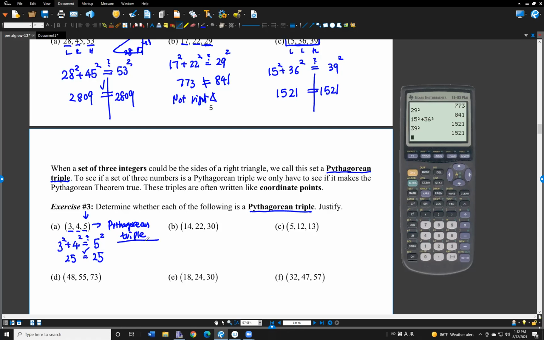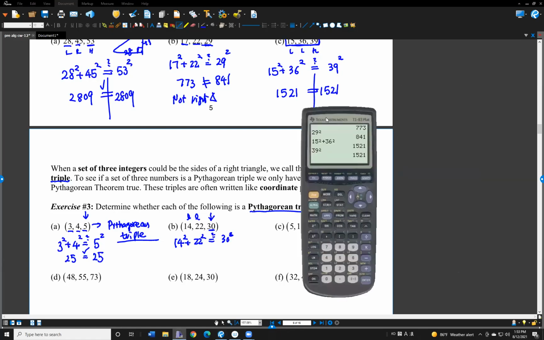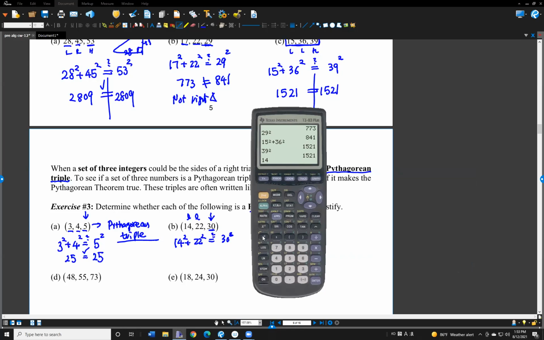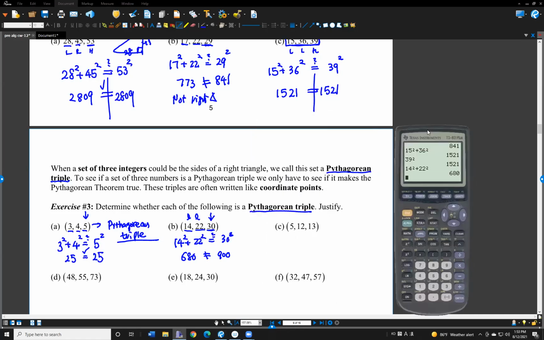What about B? Is this a Pythagorean triple? It can be. Let's check it out. The hypotenuse is always the longest side, okay? So the two legs, 14 squared plus 22 squared equals 30 squared? Check it out using your calculator. 14 squared plus 22 squared, how much is this? 680. Is this really equal to 30 squared? 30 squared is 900. Totally different, right? So this is not the sides of a right triangle. This is not a Pythagorean triple.